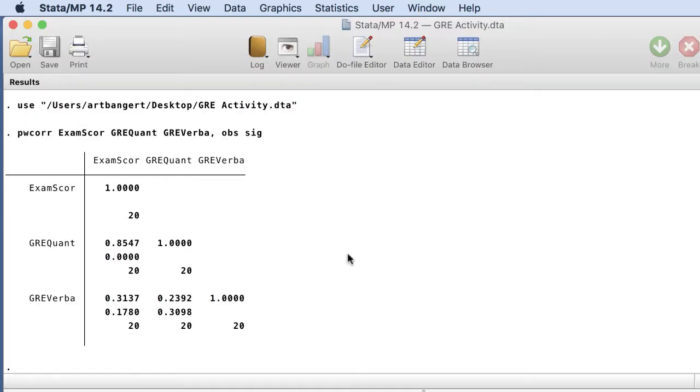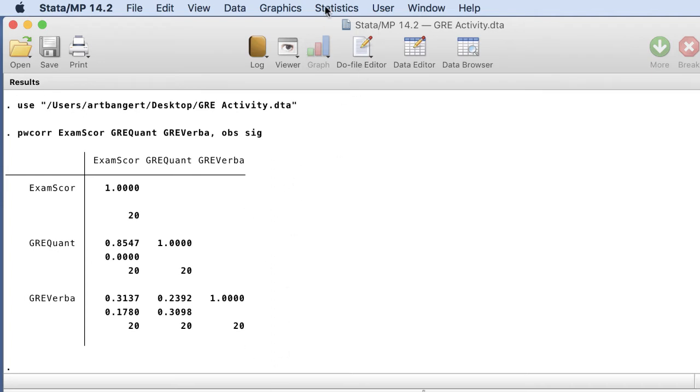If we toggle to the results screen, we can see that the correlation between GRE quantitative and exam score is very high, 0.8547, and the correlation between GRE verbal and exam score is much less, 0.3137. This correlation is significant, this one is not. And of course, this is the number of individuals in the analysis. So we want to remember this correlation here because it's the correlation that will be used to conduct the linear regression when we regress exam score against GRE.